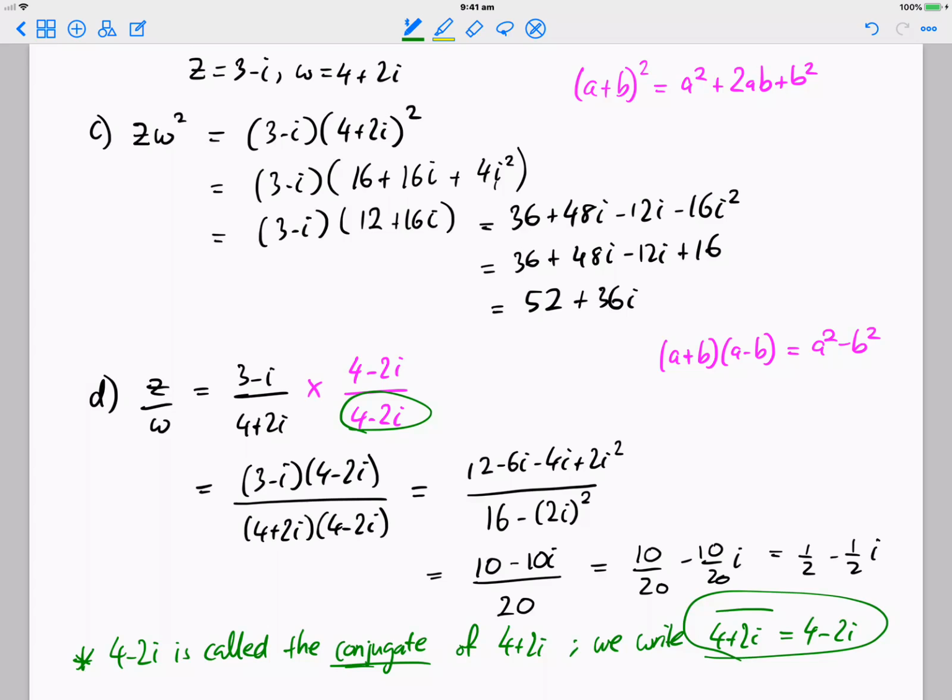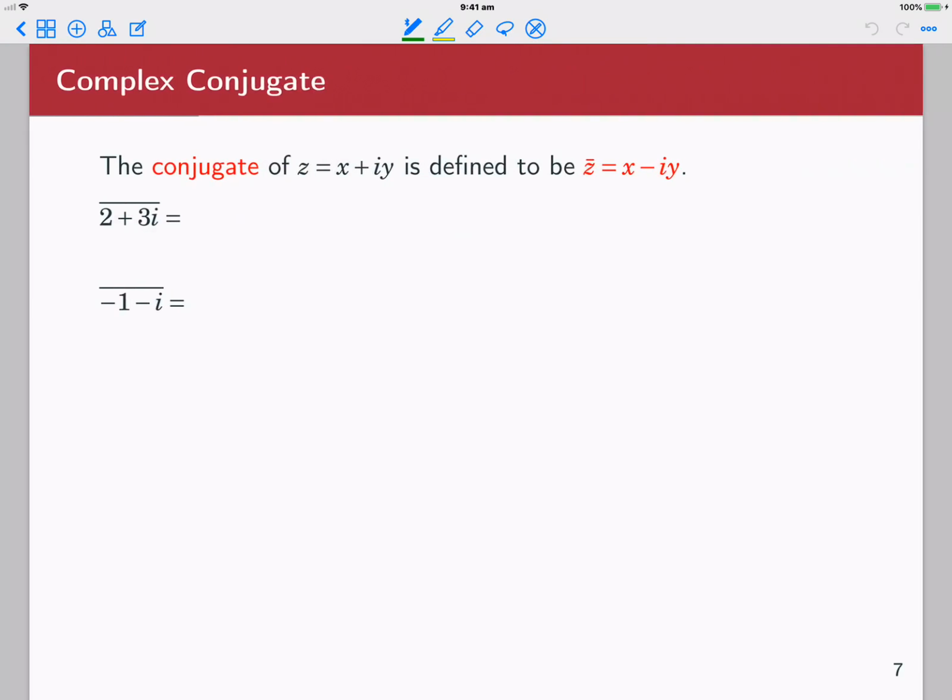So when you try and figure out what this fraction is that you want to multiply by, it's very simple. You just take the conjugate of the denominator and put that on the top and the bottom of your fraction. And that will pretty much solve it for you. And this is how you divide complex numbers. So just to recap, the conjugate of a complex number z equals x plus iy is x minus iy.